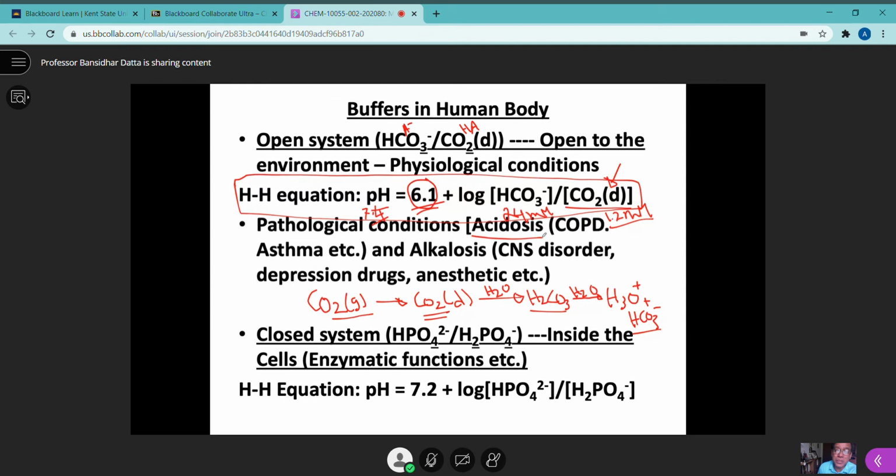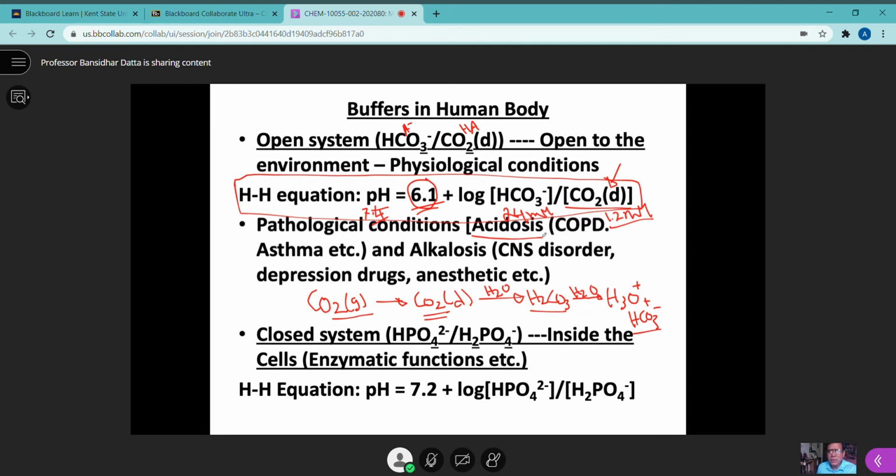Too much acid means too much carbon dioxide. Carbon dioxide is equal to the acid, right? If you have too much acid in the blood, that leads to acidosis. And the diseases associated with acidosis are COPD, asthma, all those related to the lungs, lung disease.